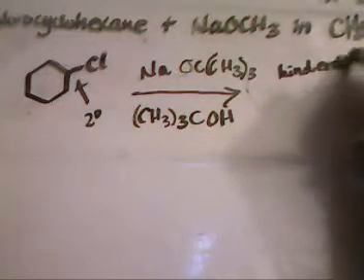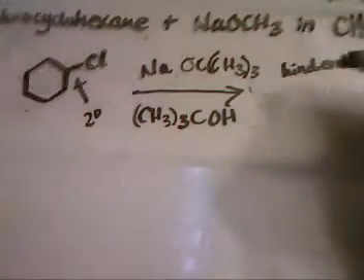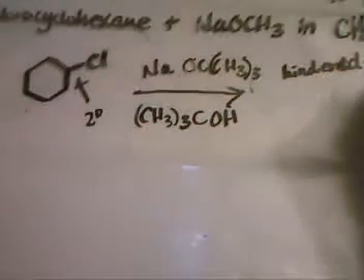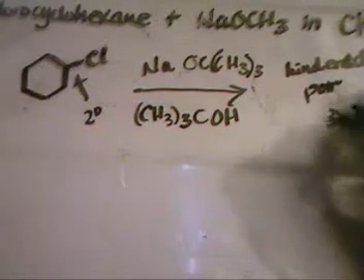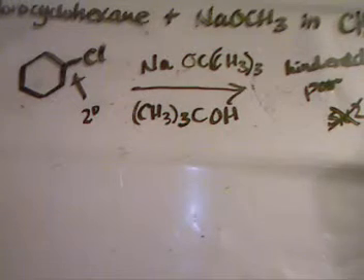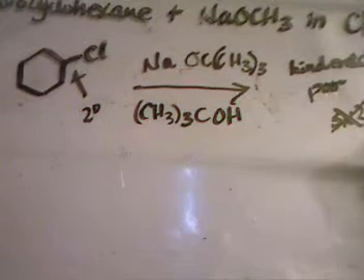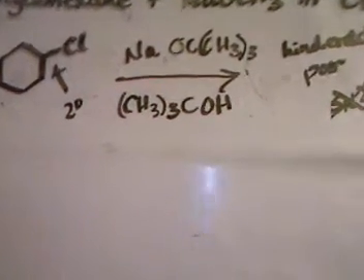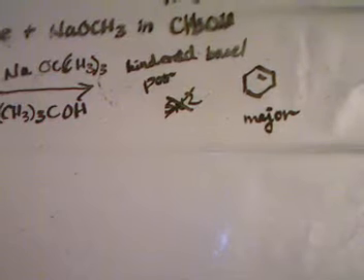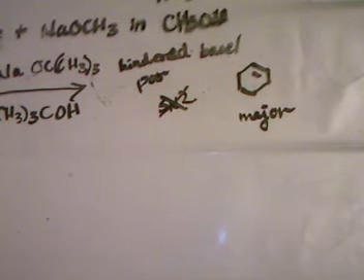Among hindered bulky bases, tert-butoxide is a poor nucleophile, which means SN2 is not a possibility, or it's minimized. That leads to elimination being the major reaction, and the alkene being the major product.